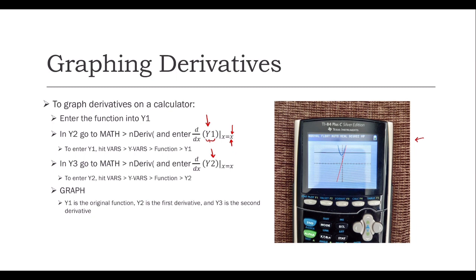And it'll look like this image here, where y1 is your original function. So our original function was a squared function. So that's y1. y2 is your first derivative. So when you take the derivative of a quadratic, you then have a linear. So that's y2. And then y3 is your second derivative. And in this case, it's constant because the derivative of a linear function is a constant. So that's how you would graph your derivatives.